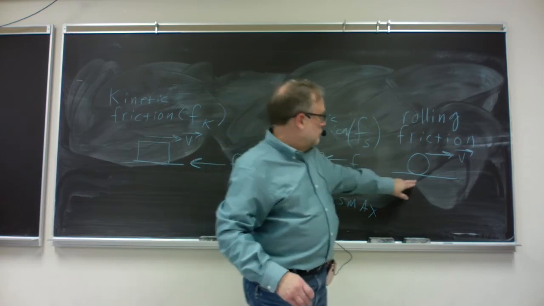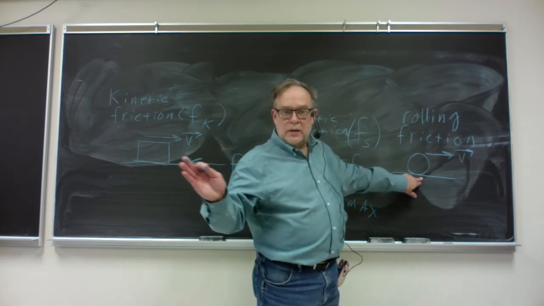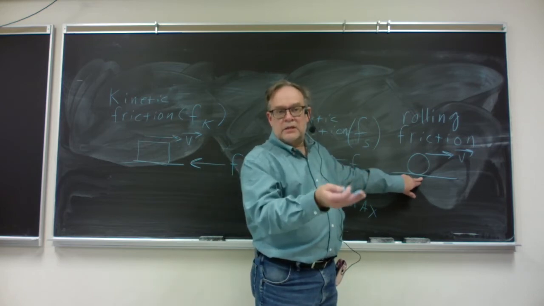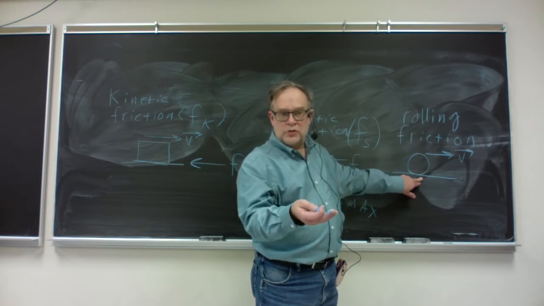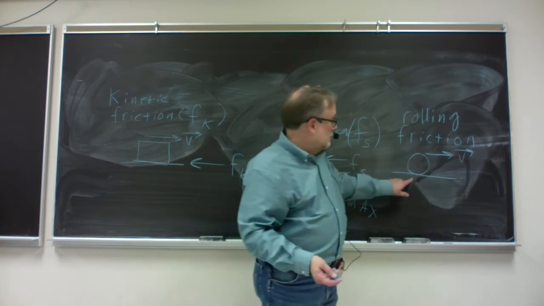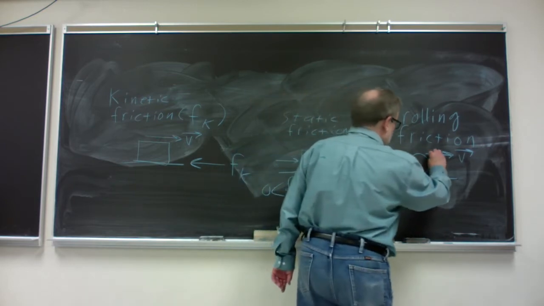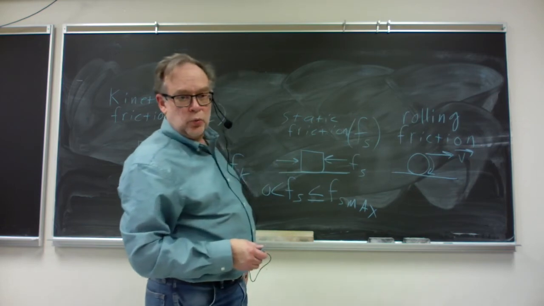Well, if it's really, really smooth and it just slides, it's sliding because there is not a sufficient rolling friction force to make it roll instead of slide. But if it's rolling instead of sliding, it's going to roll. If the wheel is moving left to right, it's going to roll that way.